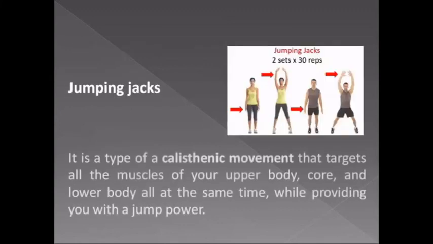Example ay jumping jacks. It is a type of calisthenic movement that targets all the muscles of your upper body, core, and lower body all at the same time while providing you with a jump power. So overall body na, no? The upper body, lower, and the core. And specifically, your leg, diba? Leg power is also developed in this kind of activity.